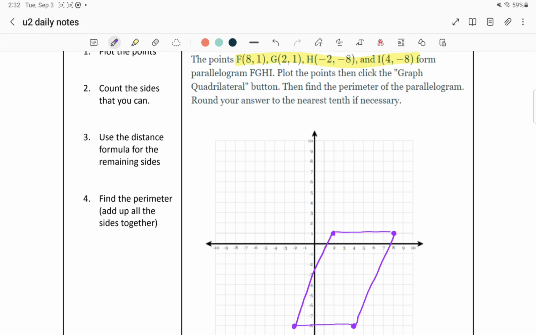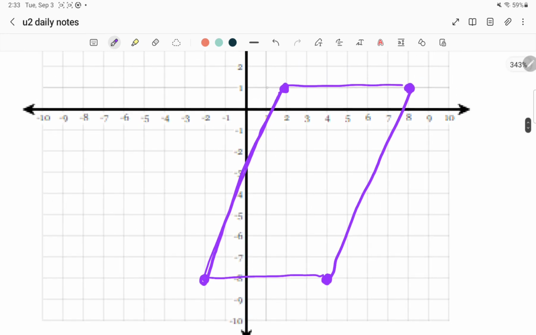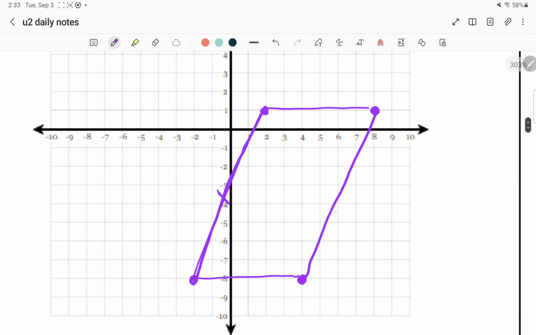Okay, step 2 is count the sides that you can. So you'll notice, if I zoom in really close here, this right here is not exactly one whole space. So when I have a diagonal like this, I can't count the spaces. I can maybe get close. We can maybe say this is almost a little bit over 9 spaces or something like that, but we need exact. So we're going to use the distance formula for these two.